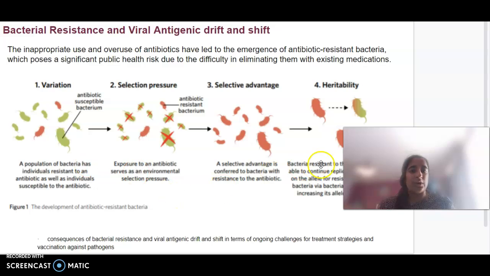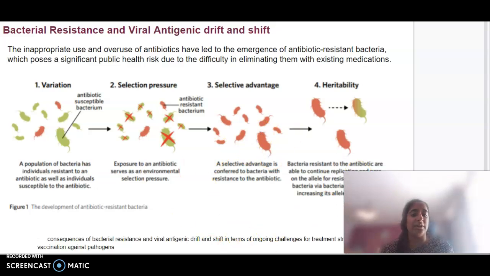And finally, we talk about bacterial resistance and viral antigenic drift and shift. So this is basically looking at the consequences that might result, and ongoing challenges with treatment of pathogens and things like that as well. So looking here in terms of the development of antibiotic resistant bacteria, there is variation in that bacteria population, and there might be certain bacteria that are antibiotic susceptible, and there might be an ability for some bacteria to be resistant, okay, as well.